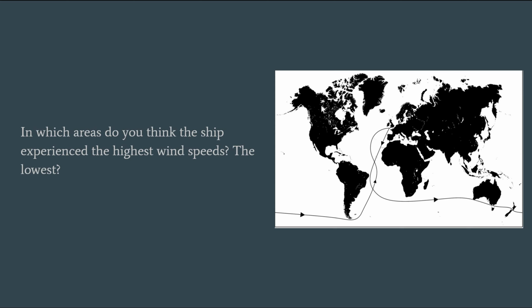And last question: in which areas do you think the ship experienced the highest wind speeds and the lowest? So basically, this map is just showing the path of a ship taken. So why don't we take a couple of minutes to figure out where the ship experienced the highest wind speeds?